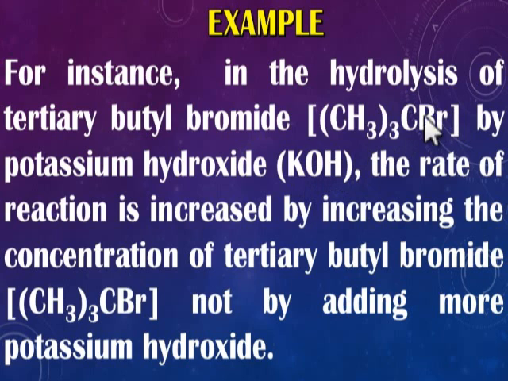So if you increase the concentration of this substrate, this tertiary butyl bromide, the rate of reaction will increase. But if you increase the concentration of potassium hydroxide, the rate of reaction remains the same. So it means then that it is only change in concentration of the substrate that affects the rate of reaction, while change in concentration of the nucleophile does not affect the rate of the reaction.